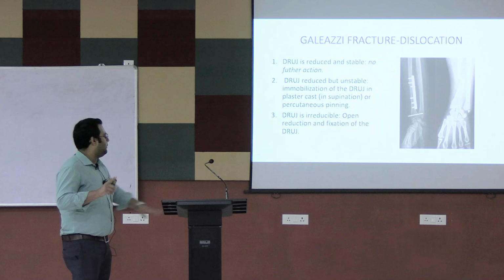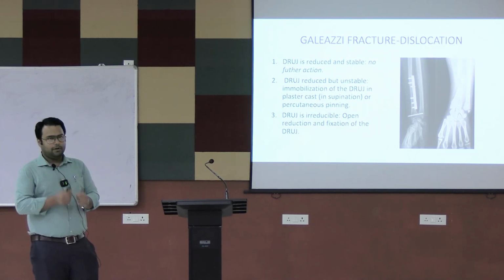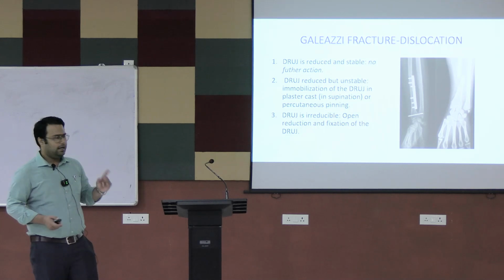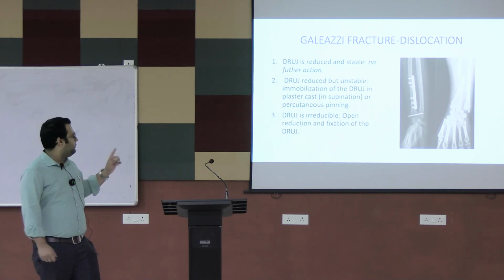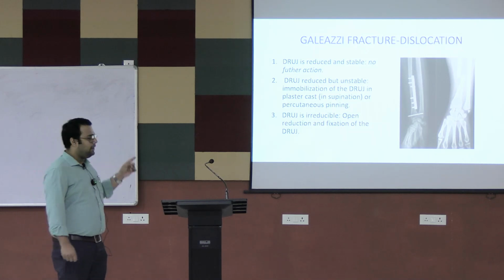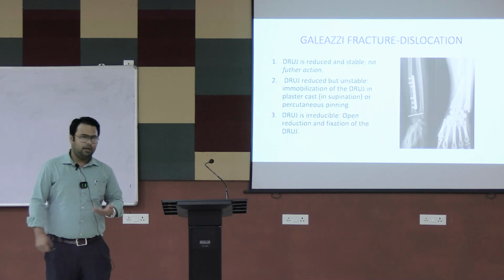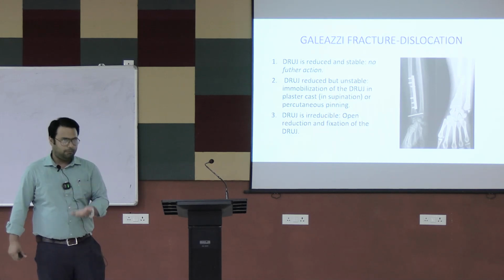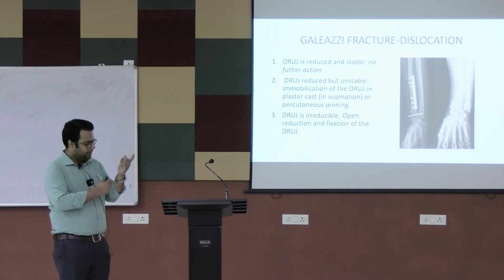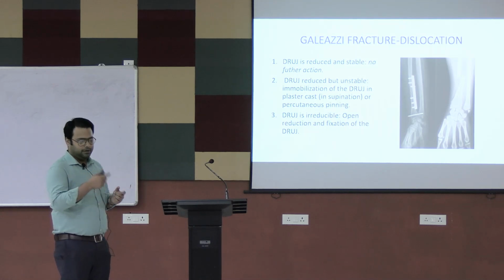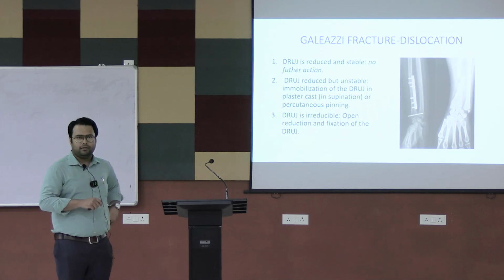The next probability is the distal radioulnar joint is reduced but is unstable, so there is a positive ballotment, positive piano key sign, though it has come back to its normal anatomical position. In this case, we need to immobilize the distal radioulnar joint either in a plaster cast, where we apply an above elbow plaster and keep the arm in proper supination, or sometimes we do a percutaneous pinning. That means we fix the distal radioulnar joint with the help of a pin or K-wire. As you can see in this case, it has been fixed with a K-wire.